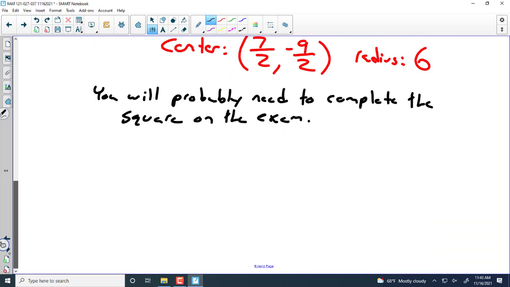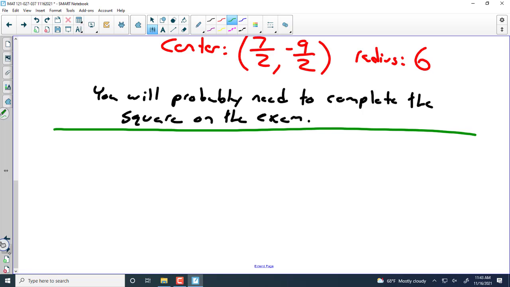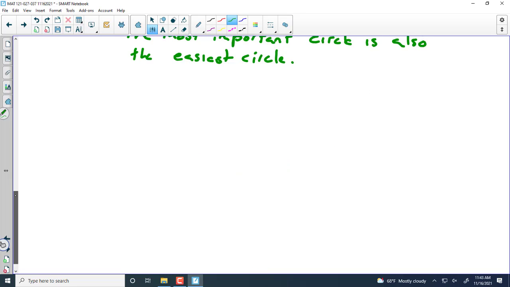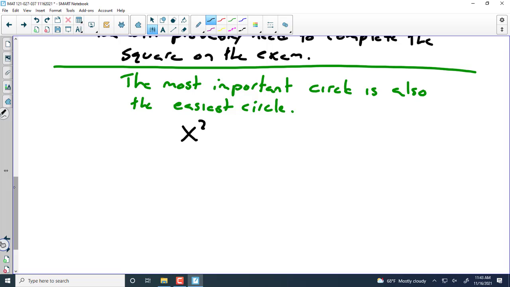All right. Last thing on circles is this. The most important circle is actually also the easiest circle, I think. The easiest circle you can draw in this class is the most important circle. It looks like this. Can anyone tell me what the center of that circle is? 0, 0. Can anyone tell me the radius? 1.